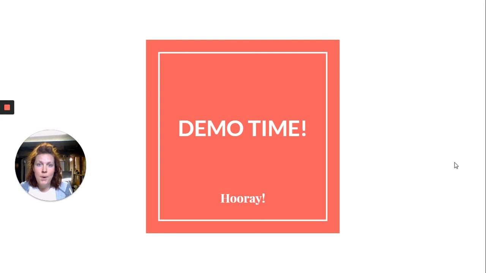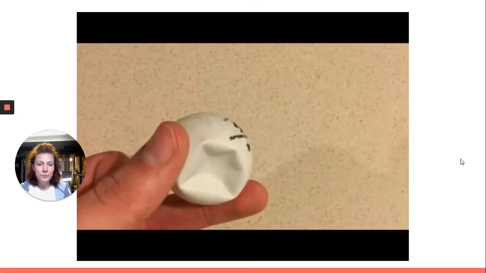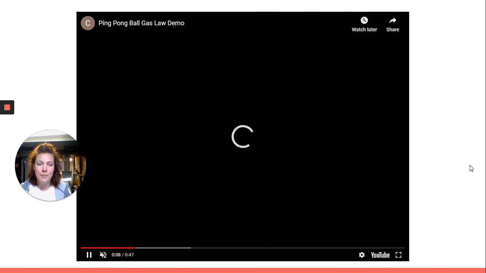Think about a ping pong ball. Inside a ping pong ball, there's a fixed number of moles of gas, right? There are no holes in a ping pong ball. It's not leaking. So we have a constant number of moles. Because the ping pong ball is dented, the volume has changed, right? It's a smaller volume. And what we're going to do to this ping pong ball to fix the dent is subject it to heat. So let me show you this video. Here is our dented ping pong ball.